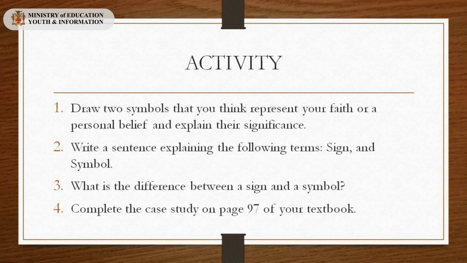Okay, so now that we have looked at signs and symbols, I want you to read pages 96 and 97 of your textbook, Religious Education for Jamaica, Book 2. And you are going to complete the following activities.